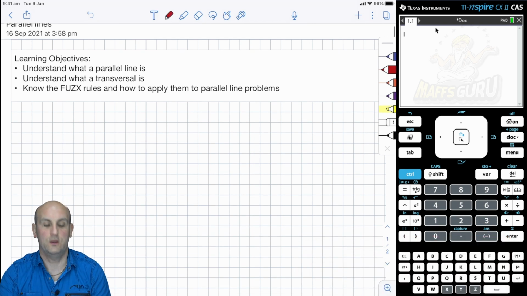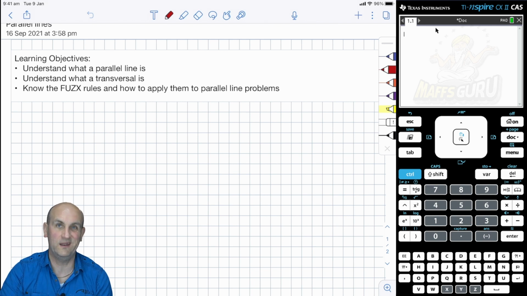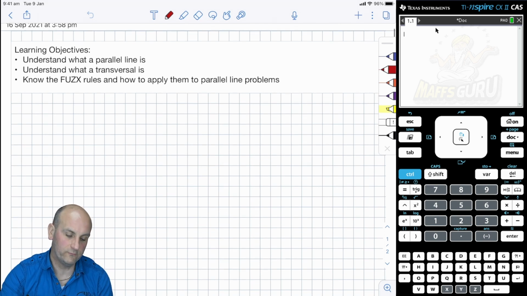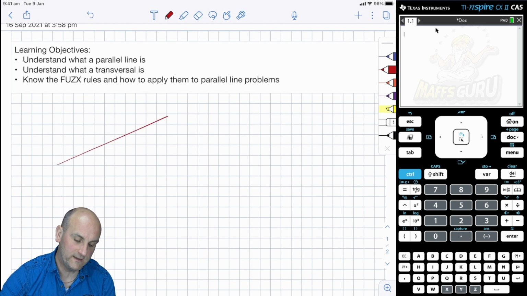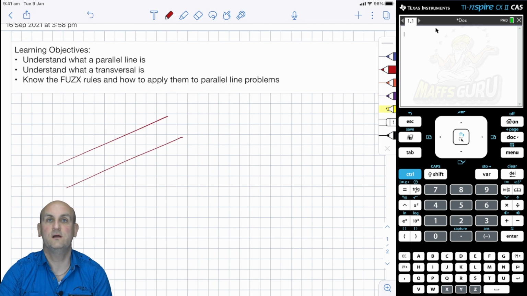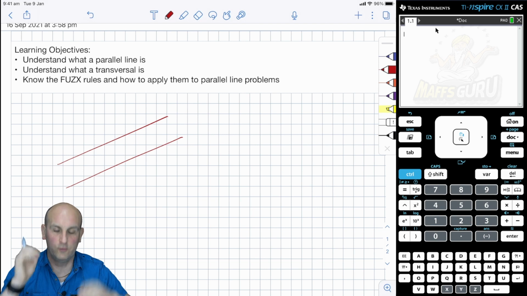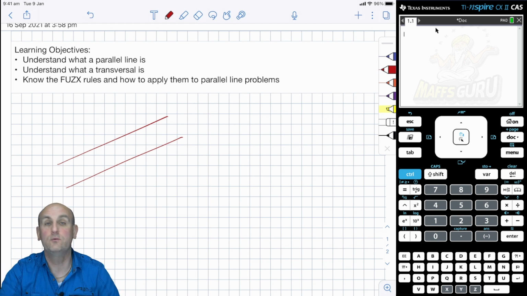Right. So, first things first, what on earth is a parallel line? Well, you can't have a parallel line because it doesn't make any sense. But you can have parallel lines. And what do I mean by parallel lines? Well, parallel lines are lines that are basically never, ever going to cross. Right? They are those lines there, fingers crossed, if I've drawn them parallel, they'll go to infinity and beyond, and they will never, ever cross.